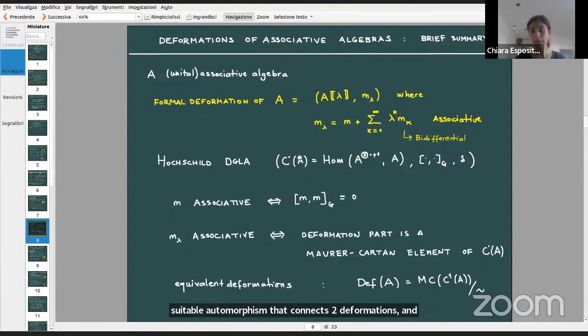So at the end, quotienting out the Maurer-Cartan elements with this equivalence relation gives us an equivalence class of formal deformations of my associative algebra. And more or less, this very short recipe I gave you is the one that we will apply for coisotropic algebras as well.